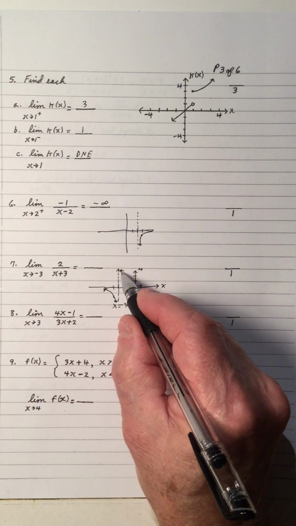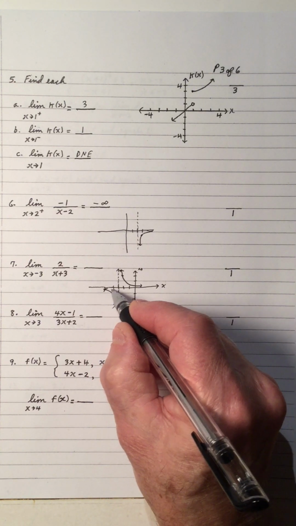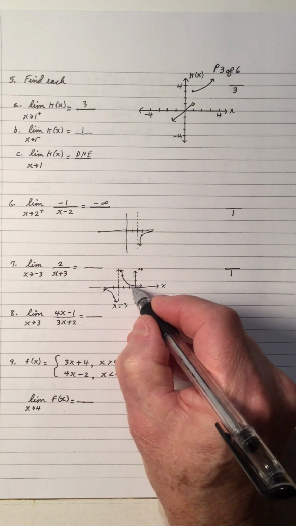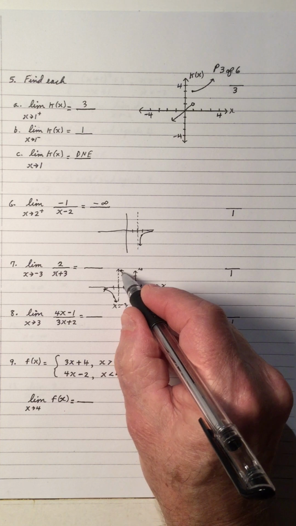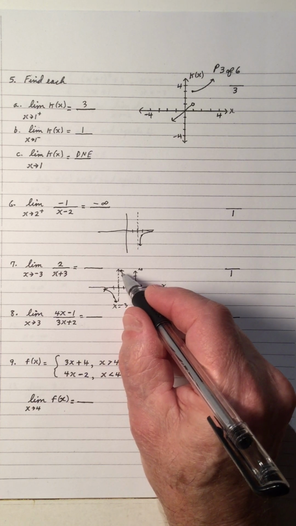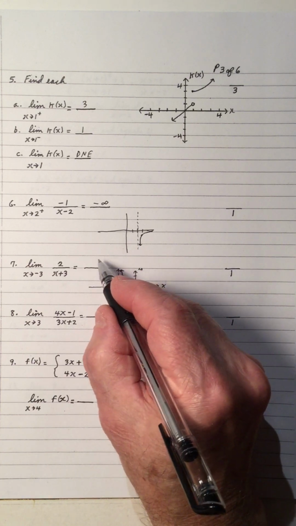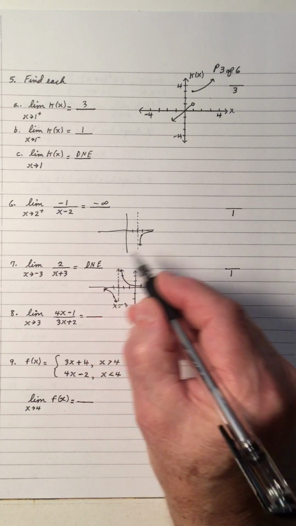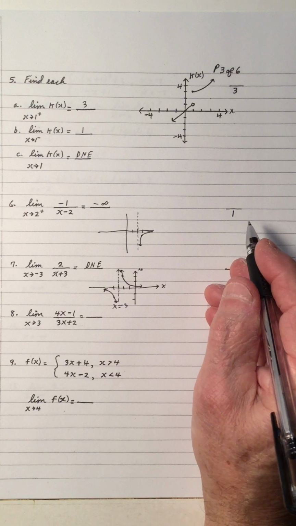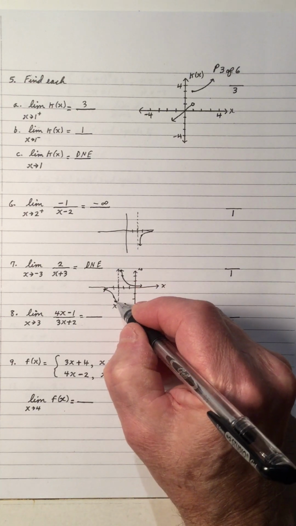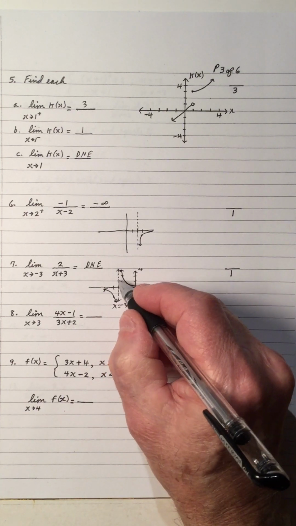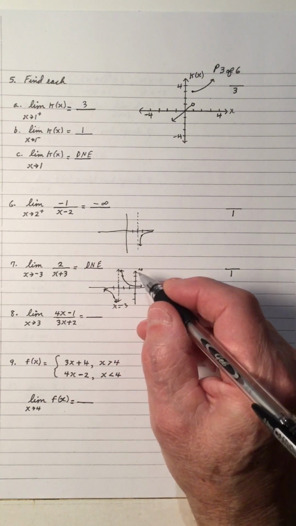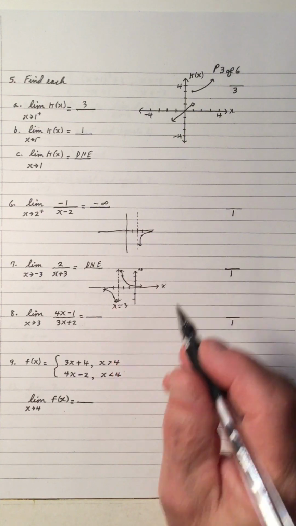So as you approach negative 3 on the left side, it's going to negative infinity. As you approach negative 3 on the right side, it's going to positive infinity. So those two one-sided limits are not equal, so the limit does not exist. Even though it's undefined, if the limit to the right is equal to the limit to the left, then that's the limit, even though it's undefined.